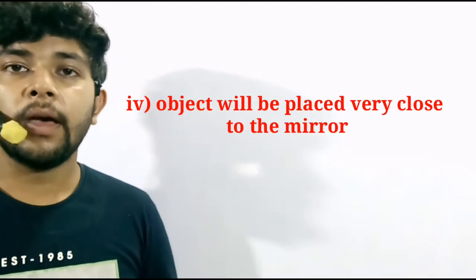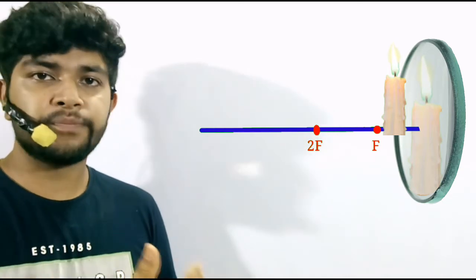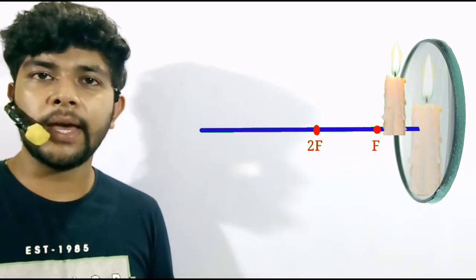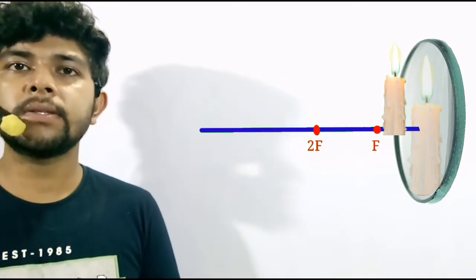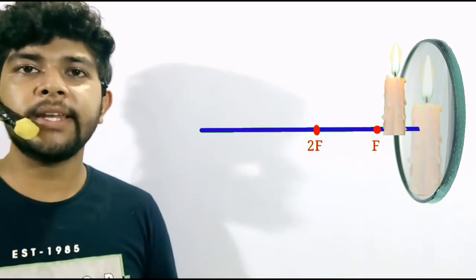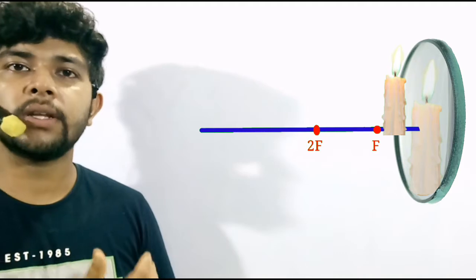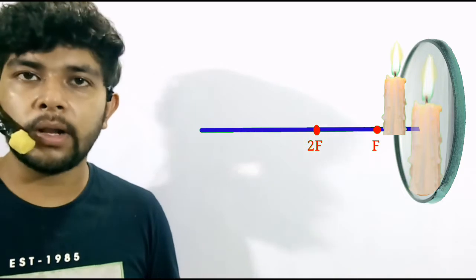So let's see the fourth case. The fourth case of the concave mirror is when we bring an object just closer than the focal length. If you bring a screen or paper, you will not get the image. That means here we do not get any real image. So the image formed by the concave mirror, if we place the object between the mirror and the focal length, is virtual.